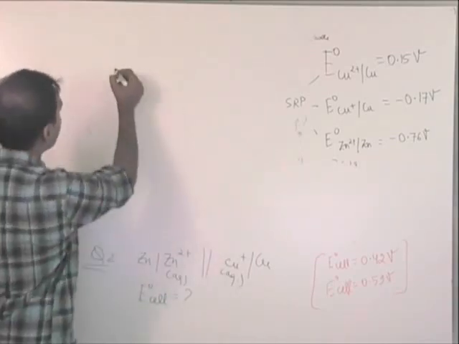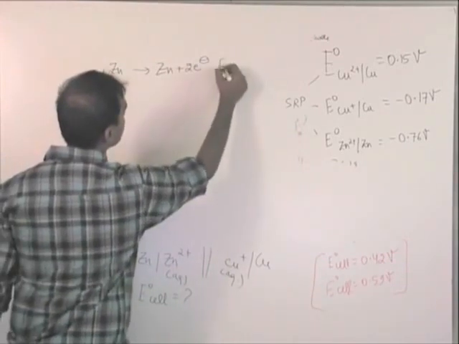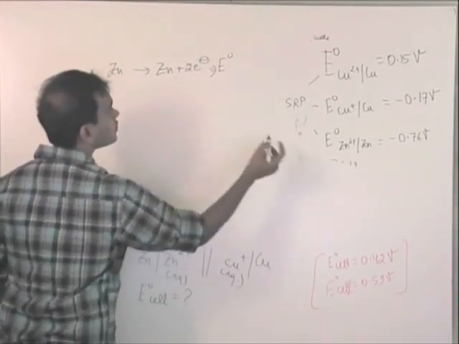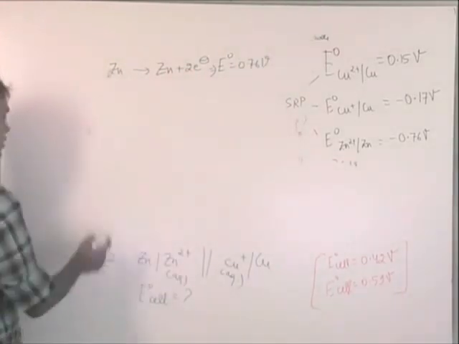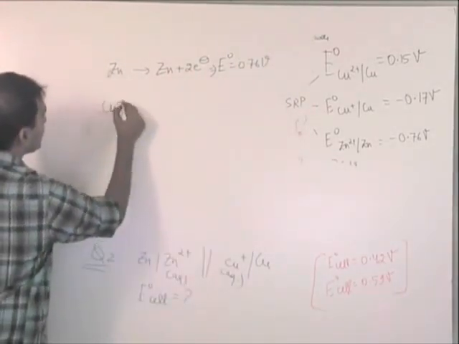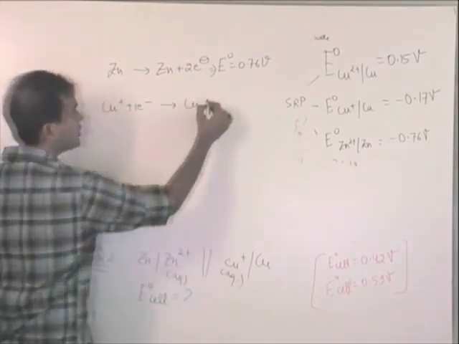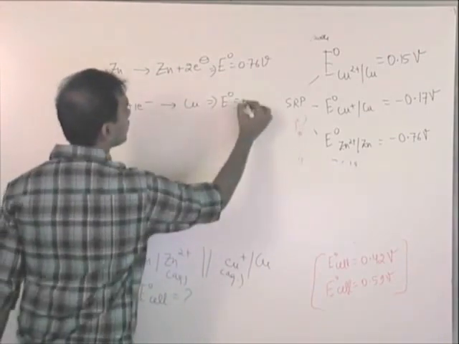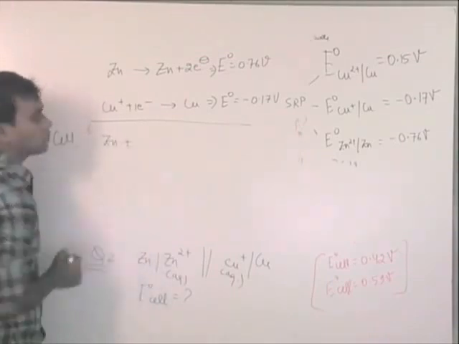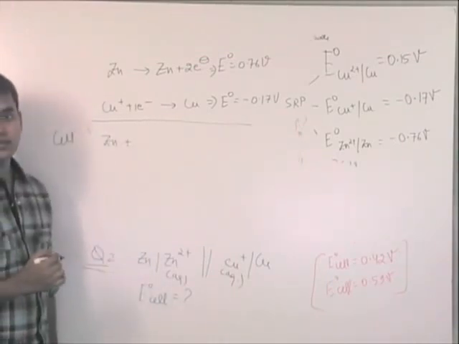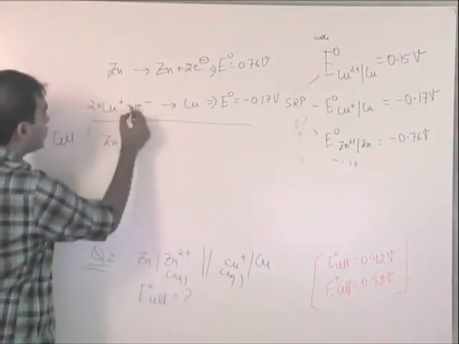So, let's start. Zn, potential to change, for this I have been given E naught equal to 0.76 volt. Right? Second is copper plus electron gives you copper, and for this I have been given E naught as minus 0.17. And what is the cell reaction? Basically in this case, you have to multiply this whole thing with 2.